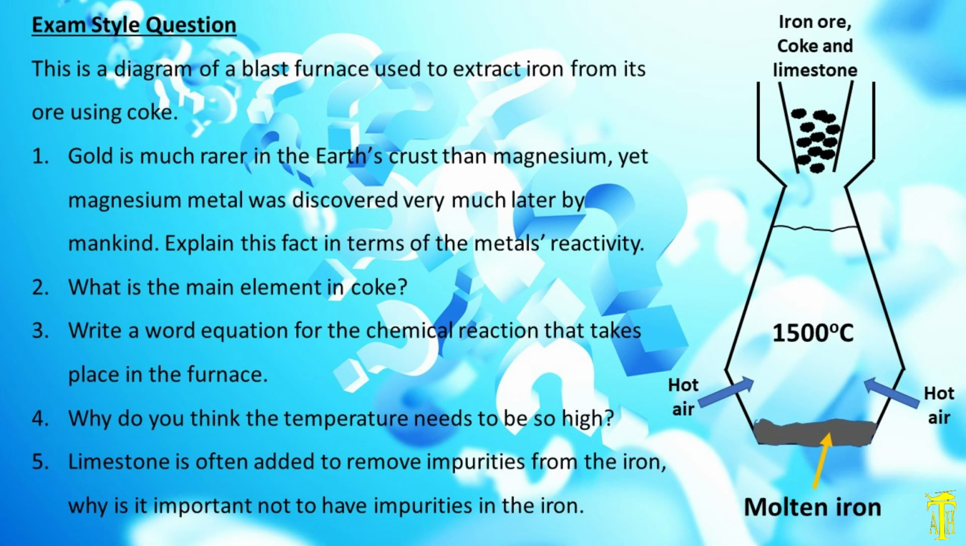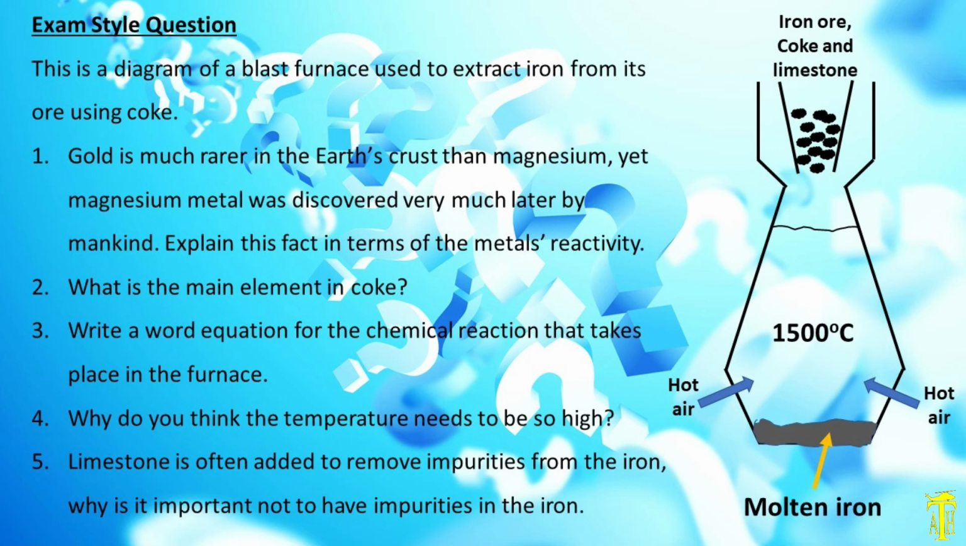At the bottom we've got blasts of hot air going in and producing that high temperature of around 1,500 degrees Celsius. The reaction then obviously is going to occur in there. The coke, the carbon, is going to remove the oxygen from the iron. The carbon will form carbon dioxide and float off, leaving pure iron behind. And as it's 1,500 degrees, that iron will be molten and therefore falls to the bottom.